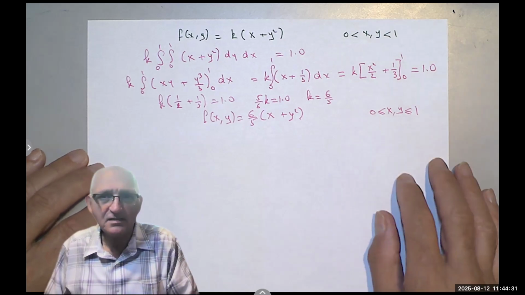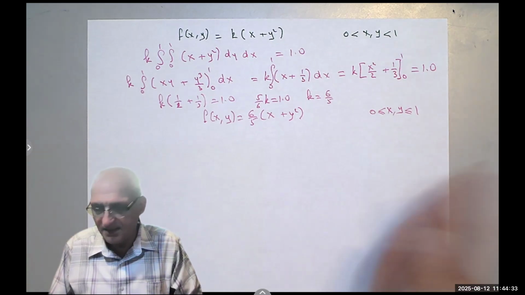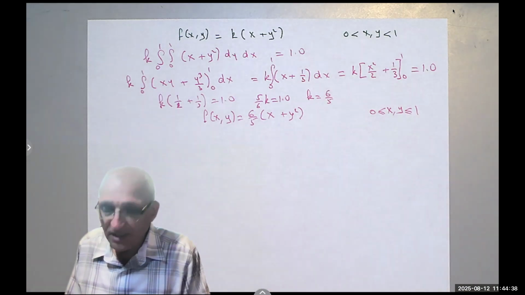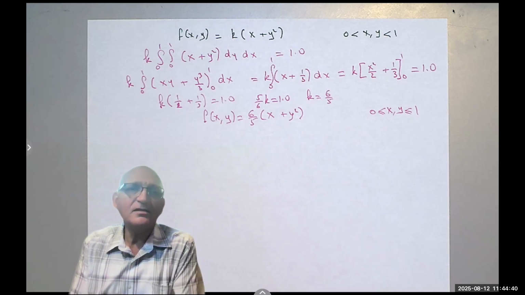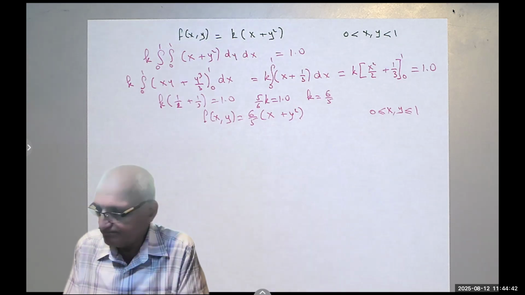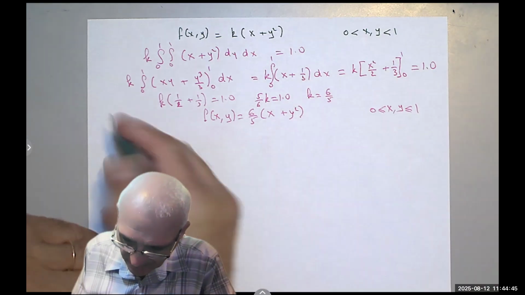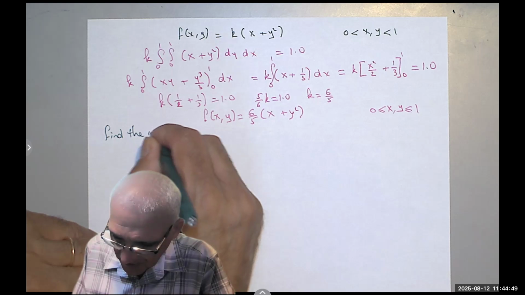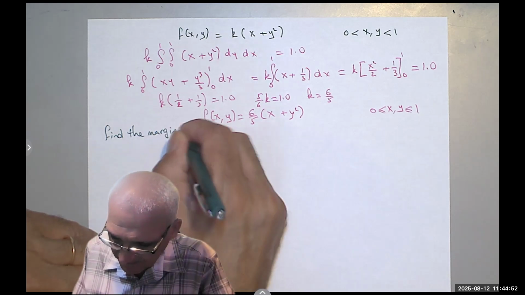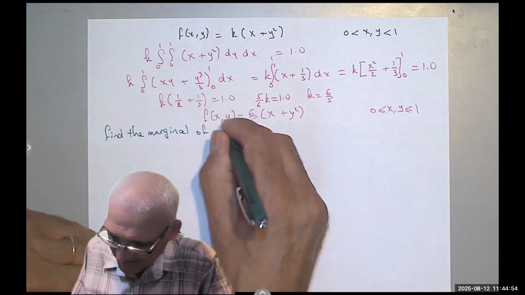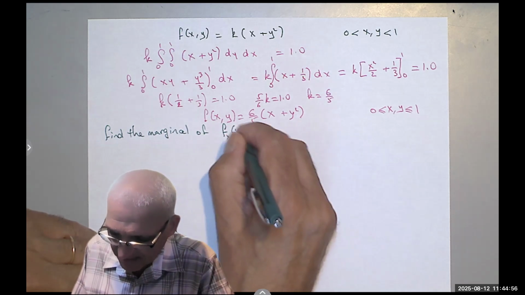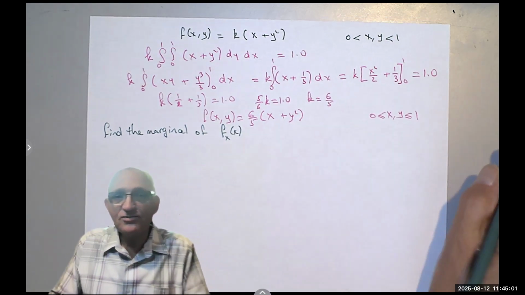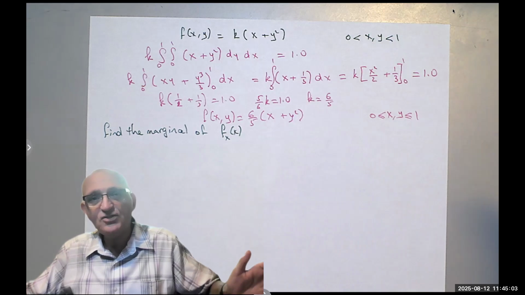0 and 1 meaning the line is full or the line is empty. So we are okay. So now they ask you to find the marginal distribution, marginal of x. We write it as f sub x of x. Meaning I'm going to integrate over all possible values of y.